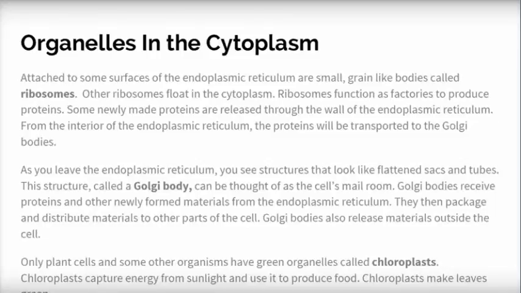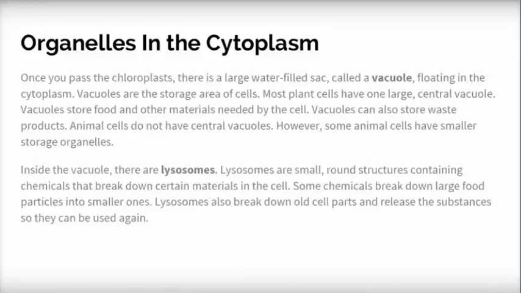Only plant cells and some other organisms have green organelles called chloroplasts. Chloroplasts capture energy from the sunlight and use it to produce food. Chloroplasts make leaves green.